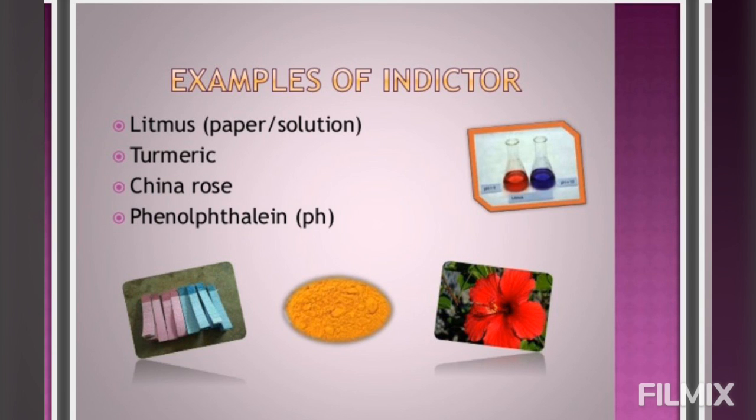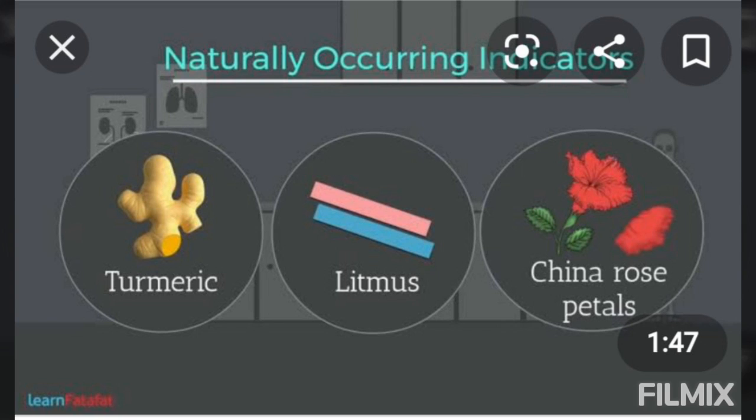ये क्या करते हैं, they change their color when added to acidic and basic solutions. इनका कलर चेंज हो जाता है, जिससे हमें पता चलता है whether the substance is acidic or basic. Basically, these indicators are classified into two types, the naturally occurring and the artificial ones.